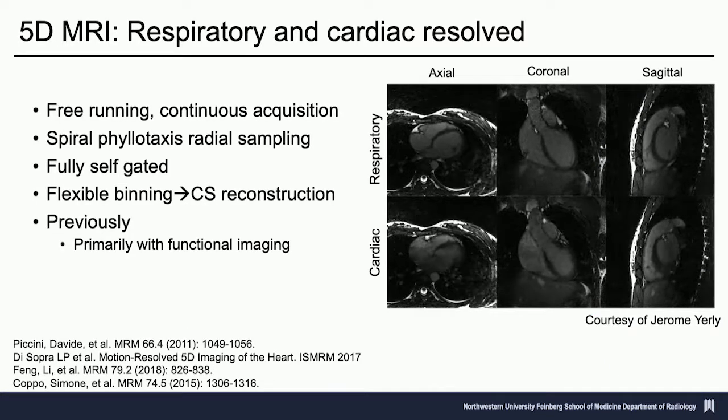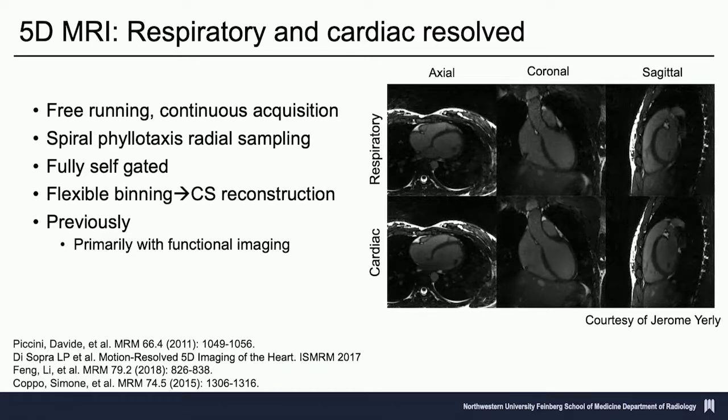So Matthias Stuber's group has worked a lot on this 5D framework where you can have these respiratory and cardiac resolved 3D data sets. It's a free-running continuous acquisition for a set amount of scan time. It follows a 3D radial sampling pattern and is fully self-gated. And so the self-gating signals are used to bin the data for compressed sensing reconstruction.